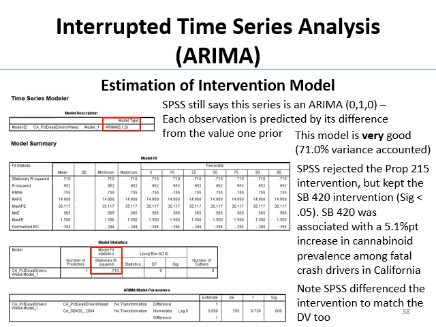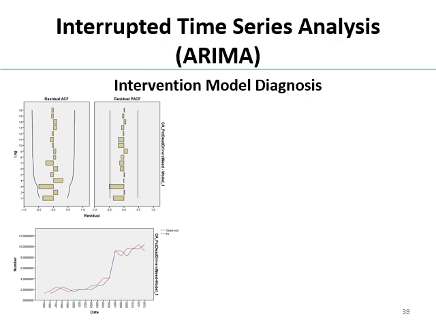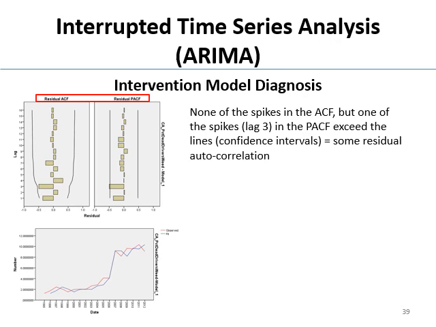So let's check out this intervention model. Does it seem to do a good job? So we're looking at the ACF and PACF again to see if there are any spikes that go beyond the confidence lines. None here do, right? So none of these spikes go beyond these lines. But up here in the PACF, what's this right here? That spike goes beyond the confidence interval. That suggests there is some residual autocorrelation in this series.